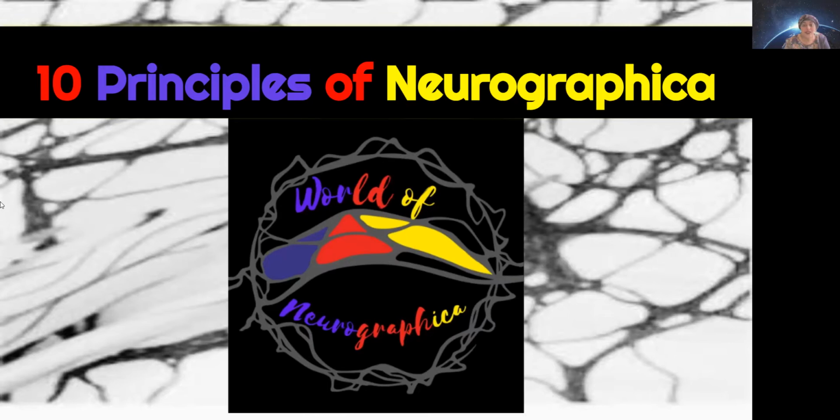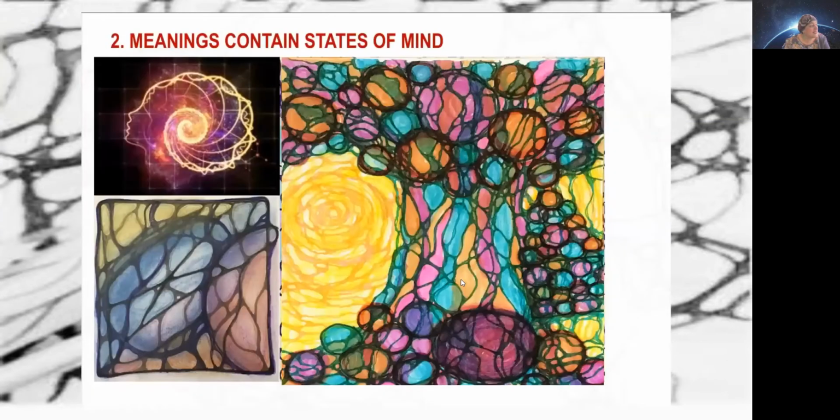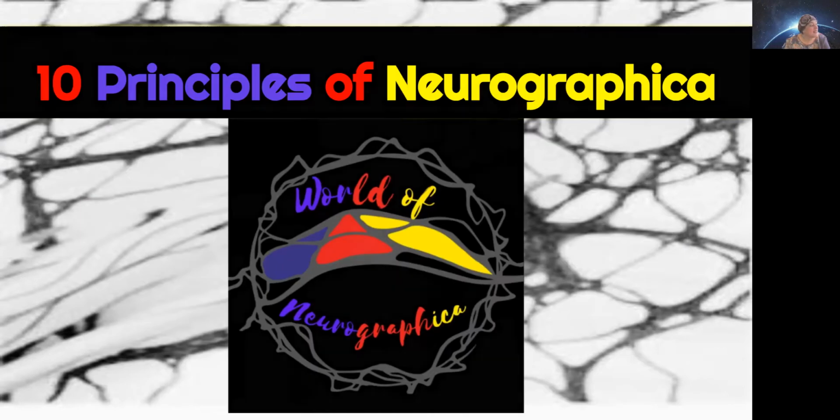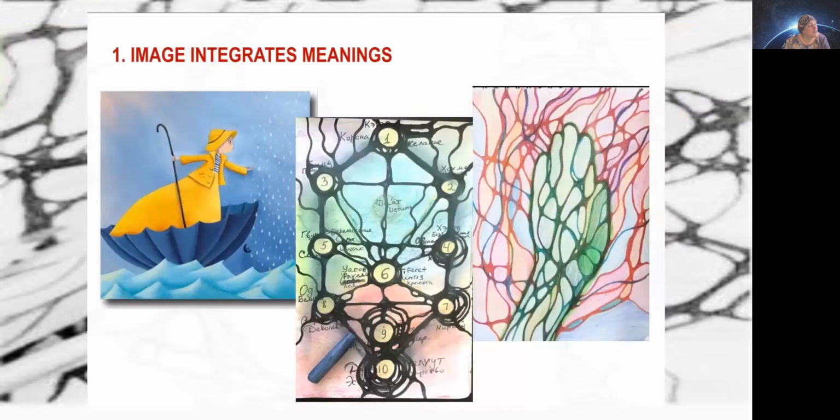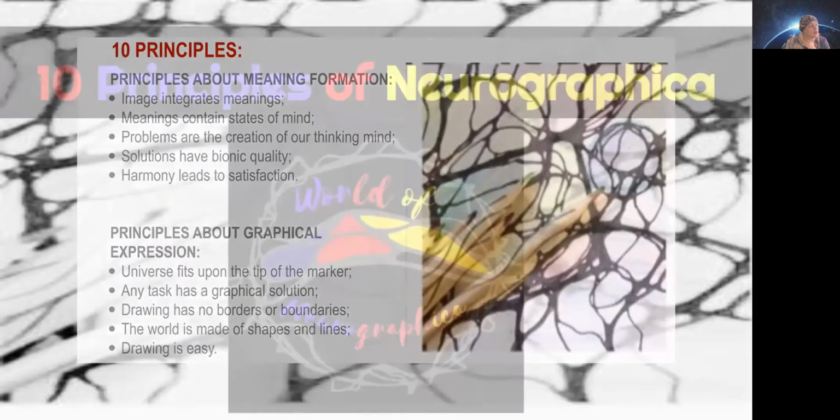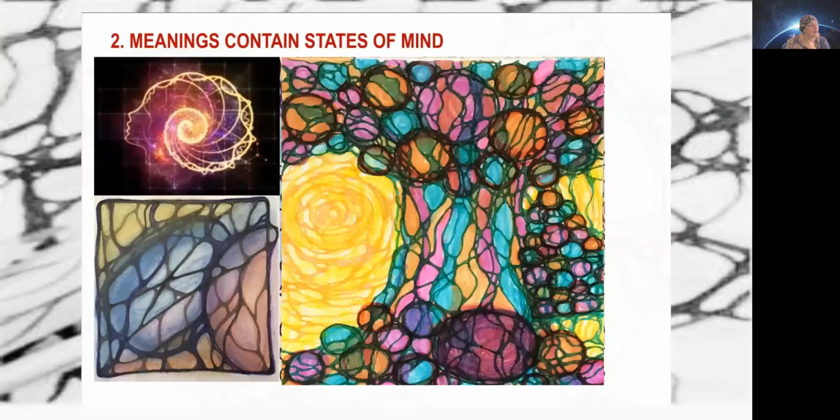What we are learning today is the second principle. Last time, we learned the first principle: image integrates meanings. That was 2 days ago, and we discussed how various images can bring various understanding, meanings, images, visualization, and association within a person. Today we're going to go deeper into what meanings are. What are the meanings that we're discussing here?